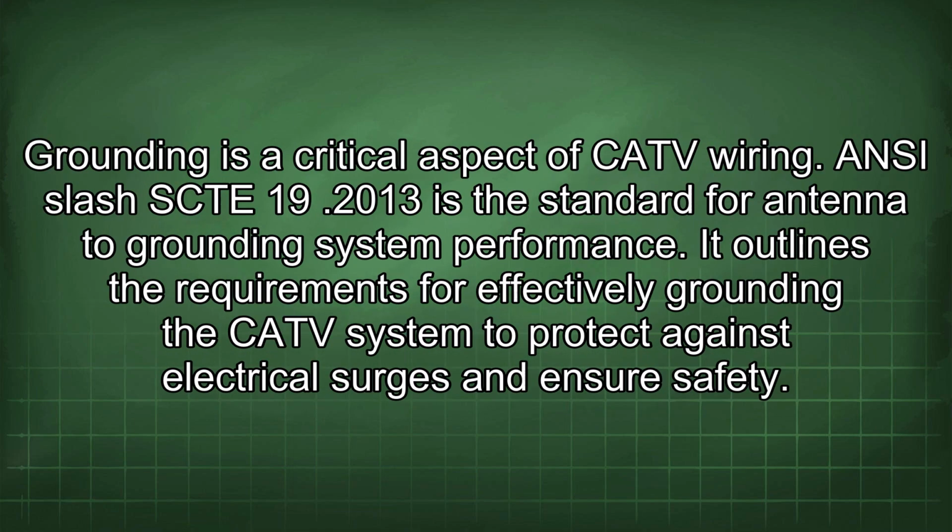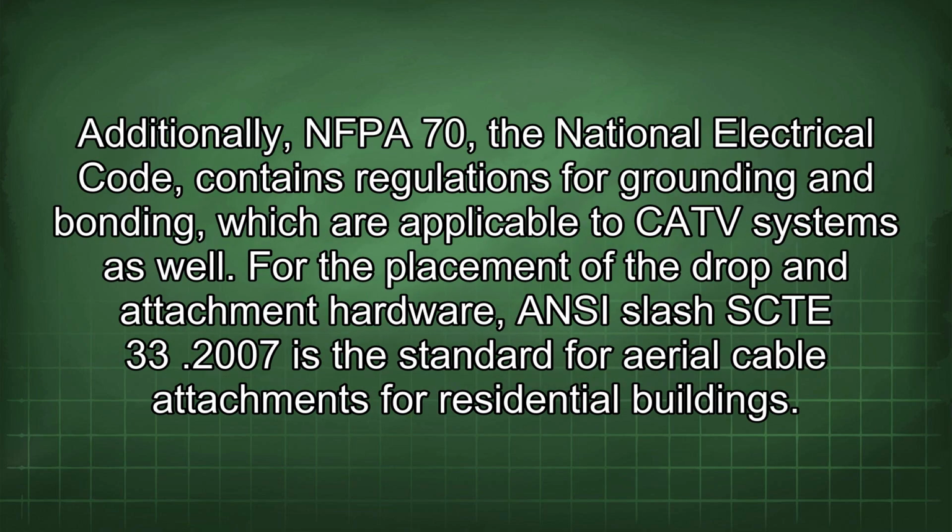Grounding is a critical aspect of CATV wiring. ANSI/SCTE 19, 2013 is the standard for antenna to grounding system performance. It outlines the requirements for effectively grounding the CATV system to protect against electrical surges and ensure safety. Additionally, in NFPA 70, the National Electrical Code contains regulations for grounding and bonding, which are applicable to CATV systems as well.